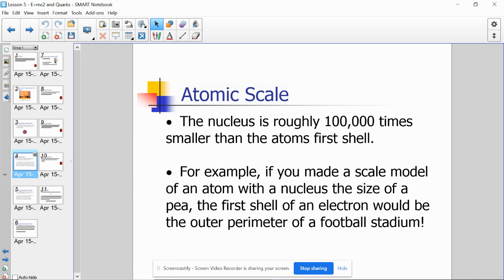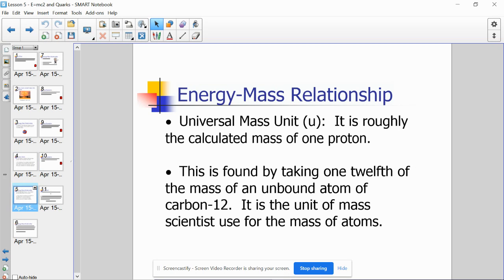We already spoke about the actual size of the nucleus. This nucleus is extremely tiny compared to the atom size itself. If you made a full scale model, but instead of using baseball terms we used football terms, it would be roughly like putting a pea on the 50-yard line, and then the outer perimeter of the football stadium would be where the electron is. Everything else would be completely empty space.